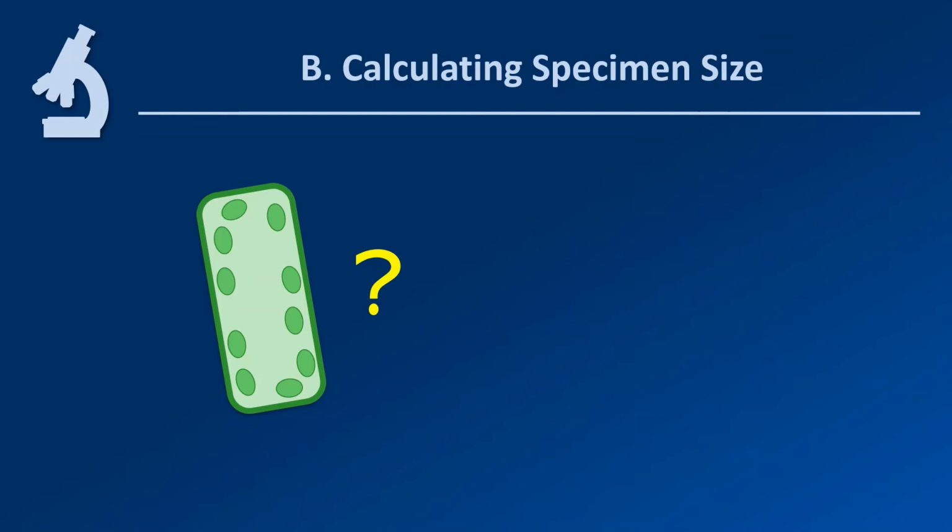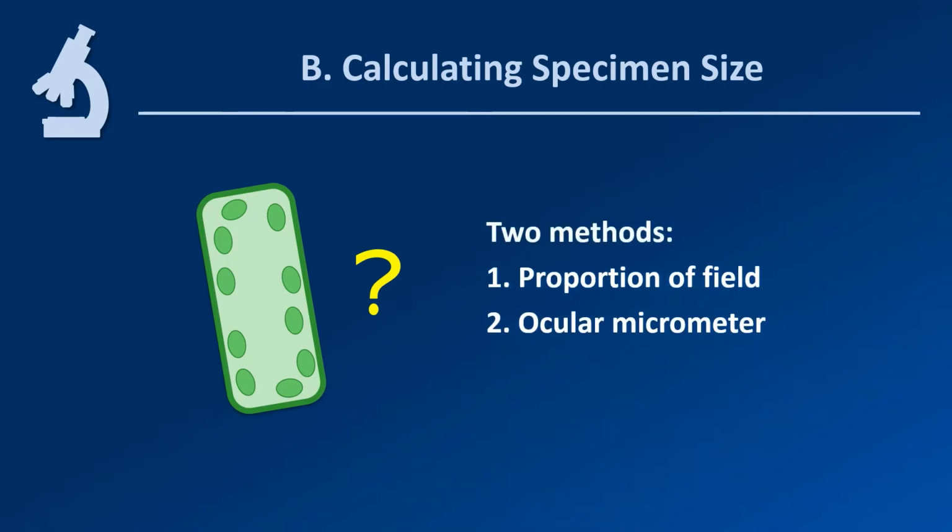Our second exercise today is calculating the size of a specimen. So what if you have a cell and you want to figure out how big it is? We are going to be looking at 2 methods. One is the proportion of the field method, and the second is using an ocular micrometer.